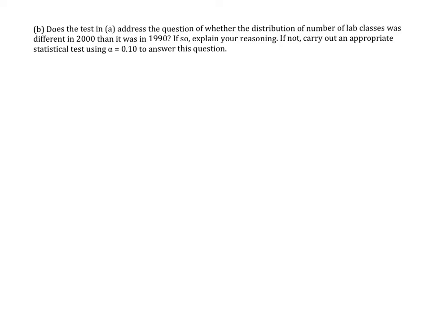Does the test in A address the question of whether the distribution of number of lab classes was different in 2000 than it was in 1990? If so, explain your reasoning. If not, carry out an appropriate statistical test. Okay, so in part A, we would have failed to reject the null, so we don't have evidence to believe that the mean number of lab classes changed. Does that address the question of whether the distribution as a whole has changed?